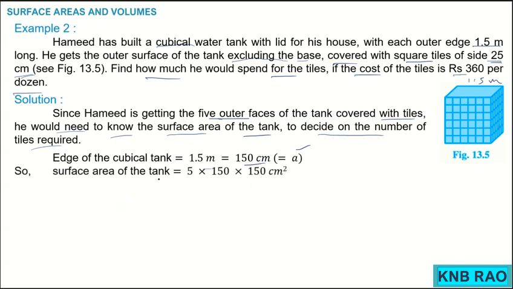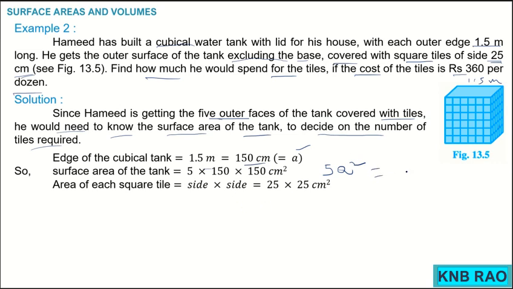Now the surface area of the tank is 5 times A square. Why 5 times A square? Just because the bottom or base is not covered by tiles. Now, 5 into 150 square will give you some number. Here the area of each square tile is 25 centimeters into 25 centimeters, that is 25 multiplied by 25, it will give you some number.